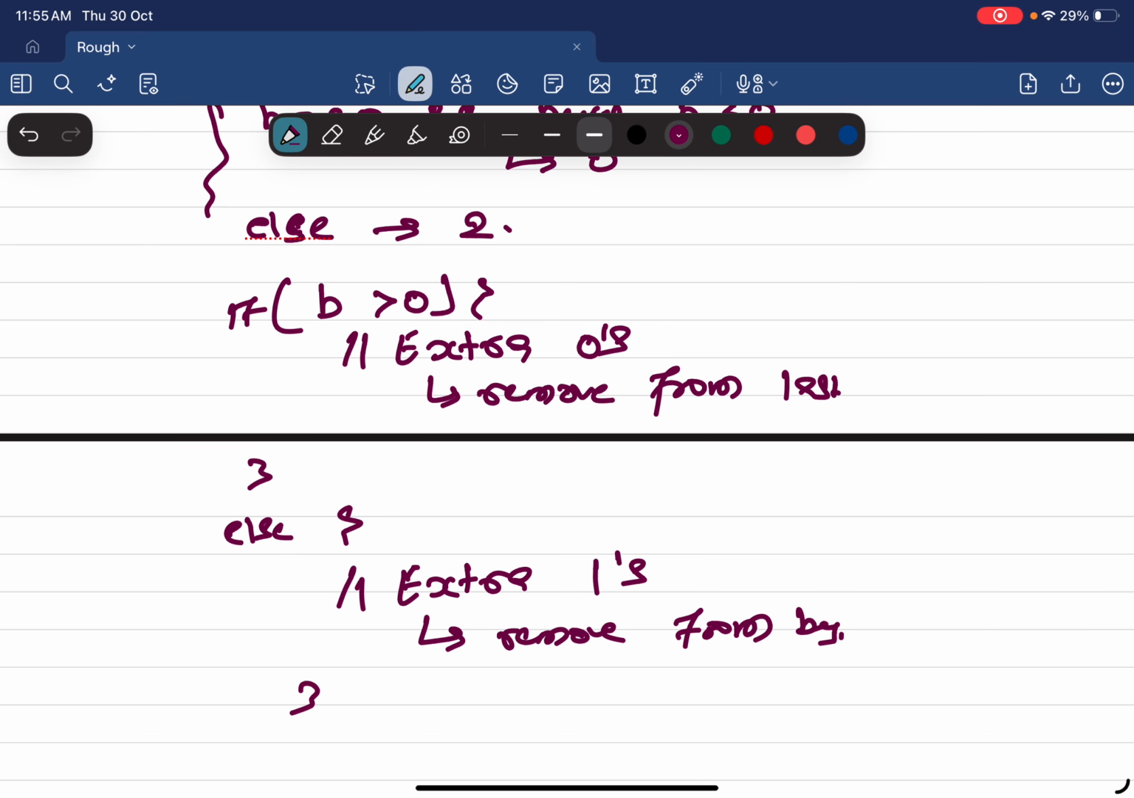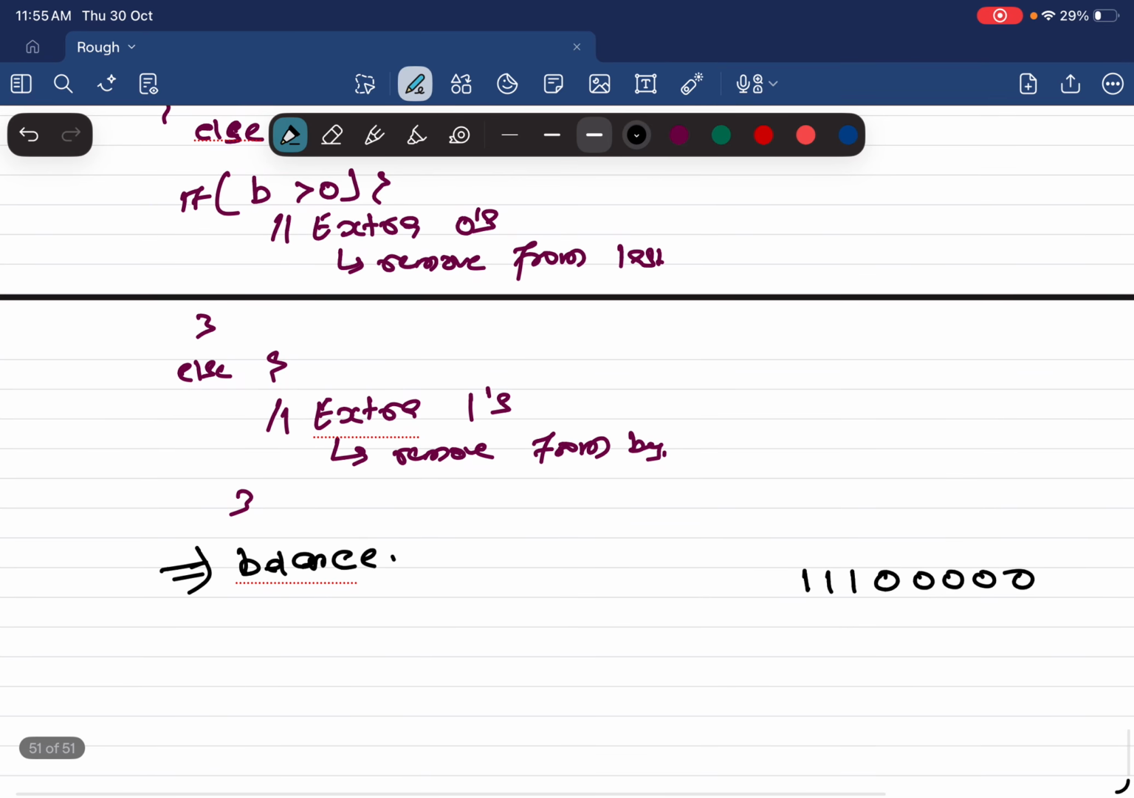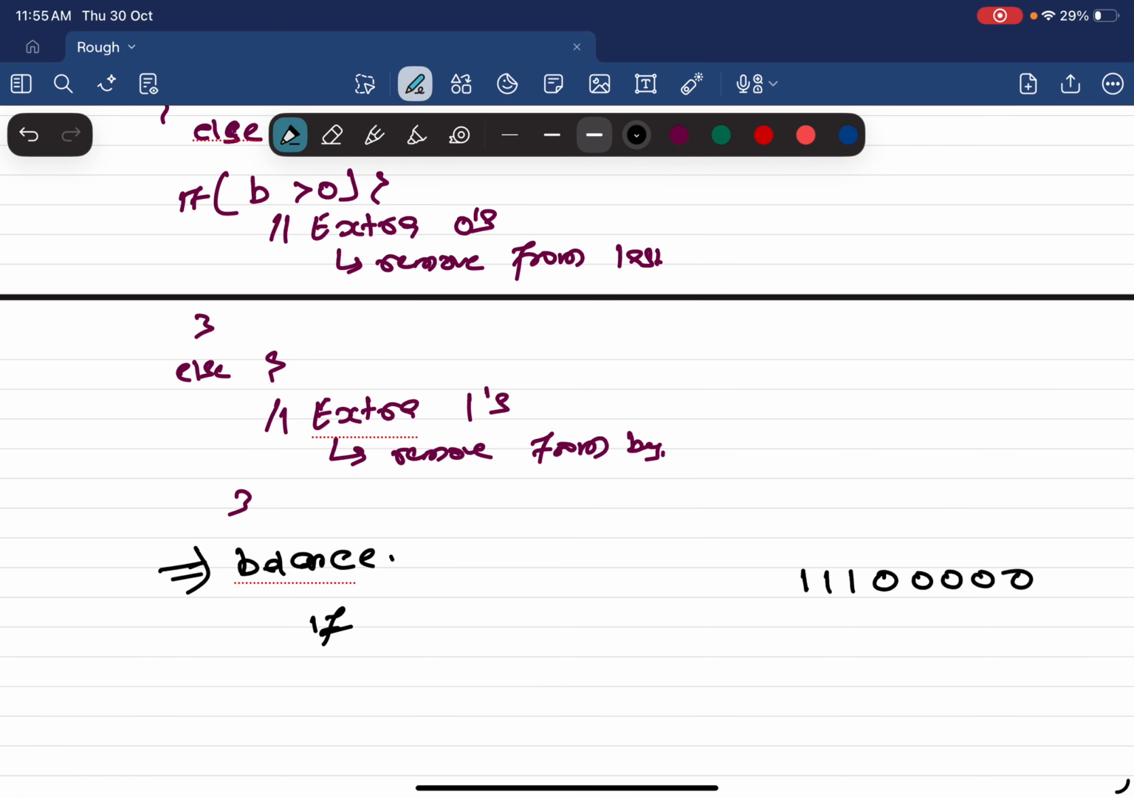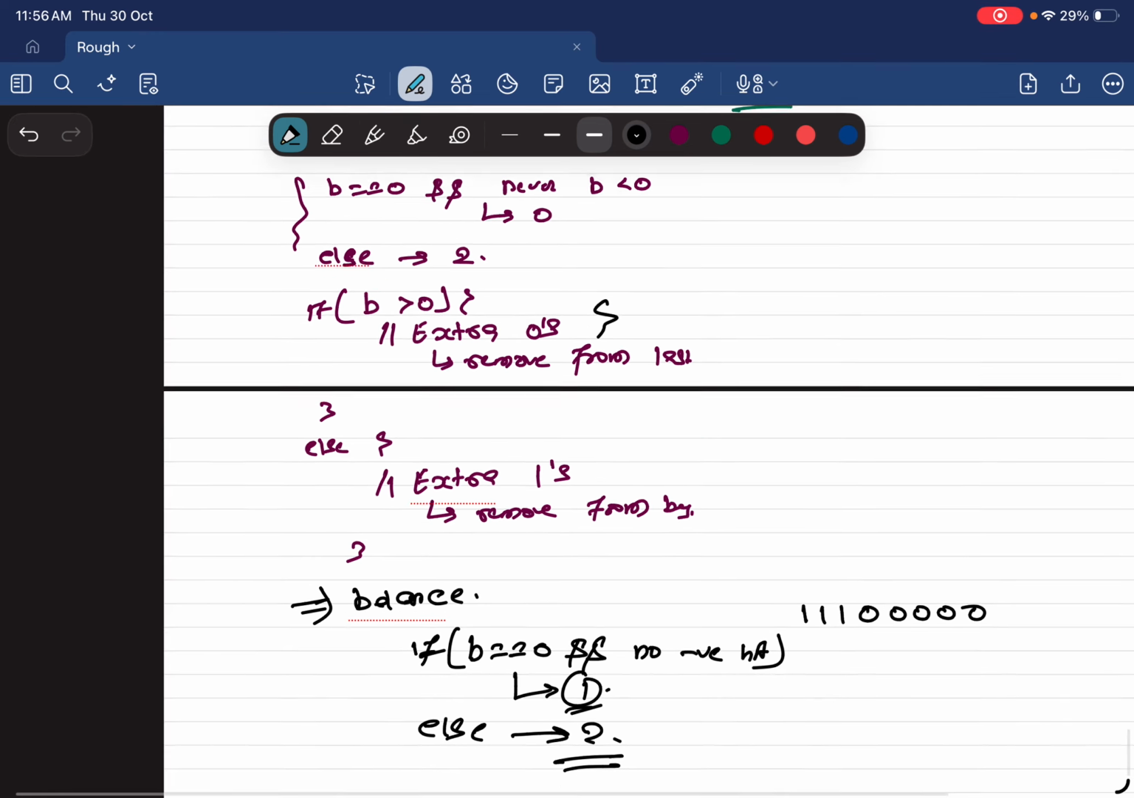Now once you are done with balancing, again you will find out the balance. You can assume this case, a test case, and work it out. So again we have to find out balance here, and again we have to check whether my balance is hitting negative or not. So again, if your balance is 0 and no negative hit, your answer will be 1, because you have removed something here, zeros or ones. Else again your answer will be 2, where you will remove everything. So this is the summary of this question.